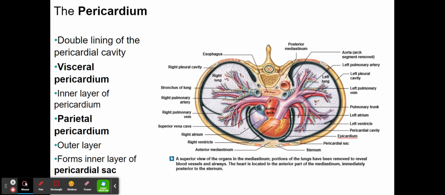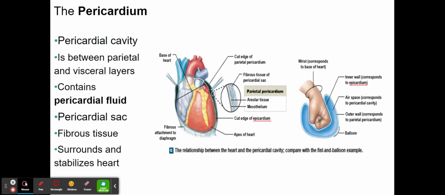To visualize the relationship between the heart and the pericardial cavity, imagine pushing your fist toward the center of a large, partially inflated balloon. The balloon represents the pericardium, and your fist is the heart. Your wrist, where the balloon folds back on itself, corresponds to the base of the heart, where the great vessels are attached. The airspace inside the balloon corresponds to the pericardial cavity.